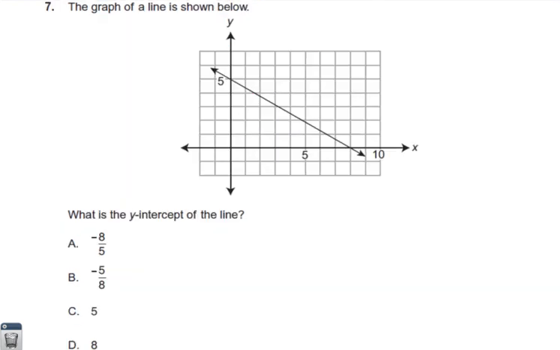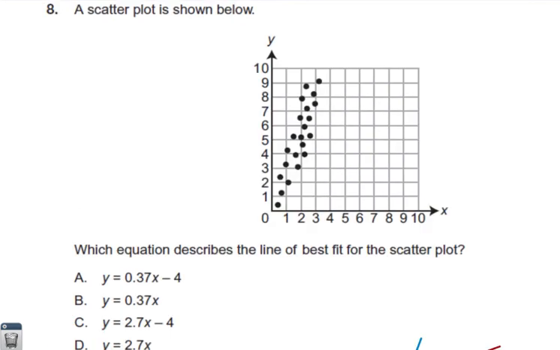Number 7 is, my goodness, is this just straightforward? This is, wow, this is simple. They just want the y-intercept. Remember, people, the y-intercept is where the line will intercept the y-axis. So, right there. 4, 3, 2, 1, 0. Yeah, that's the y-axis. So, it's C. That was easy. Number 8.